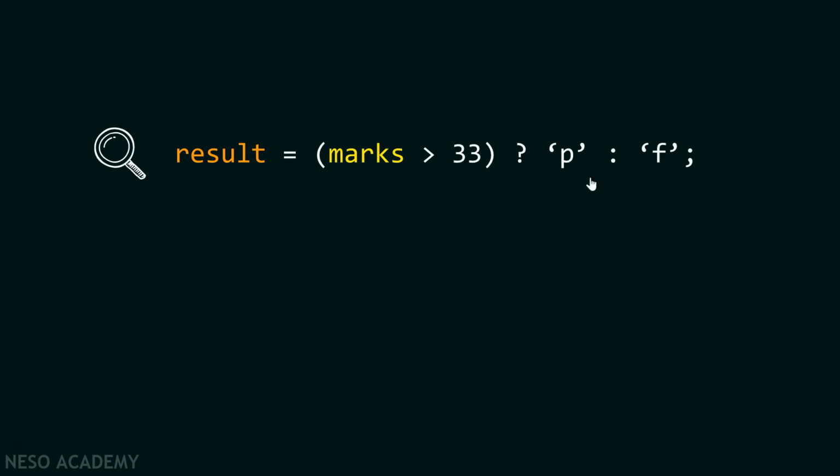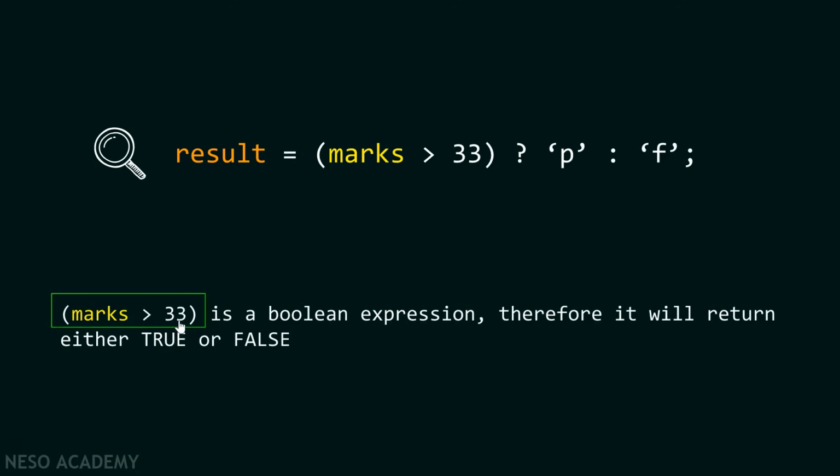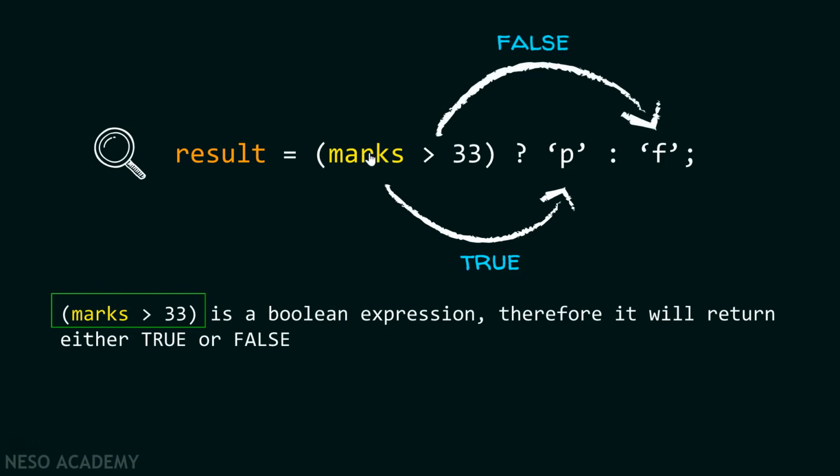This is the expression we need to focus upon. The first thing that we need to note down is that marks greater than 33 is a Boolean expression. Therefore, it will return either true or false, right? When this condition is satisfied or when this condition returns true, then this character will be stored inside the result variable, and if this condition is false, then this particular character will be stored inside this variable result, right? Now it is quite clear how it is mimicking the behavior of if-else construct.